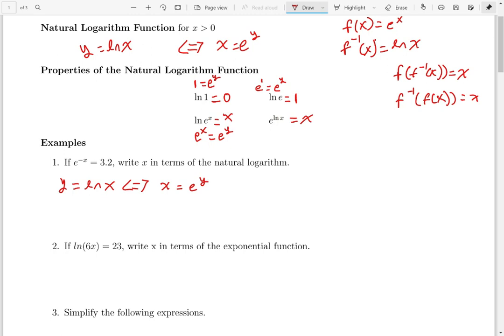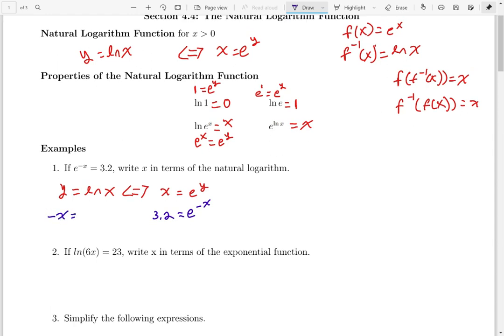So we have, specifically, if I just rewrite the information that was given to me, that's going to be e to the negative x is equal to 3.2. So my y in terms of this statement is negative x, and my x in terms of this statement is 3.2. Just recognize I'm lining everything up. So then that's going to be negative x is equal to the natural log of 3.2. And so that's how we use the formal definition.